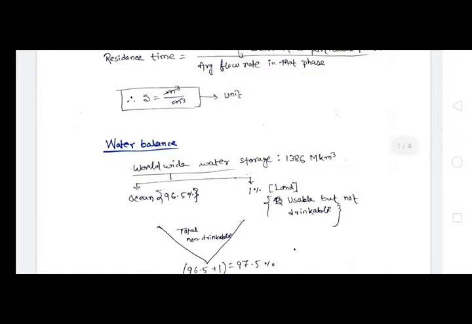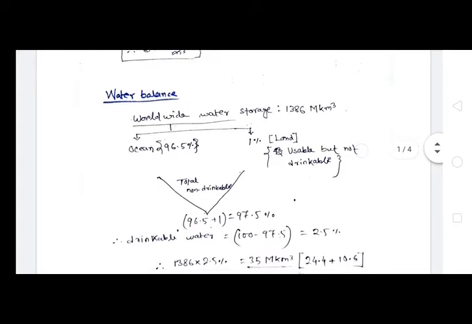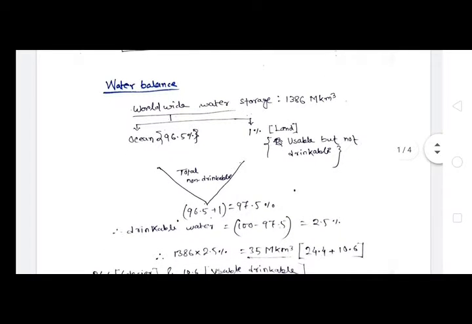Now let us understand water balance. What is water balance? Water balance is nothing but the total amount of water throughout our earth. And in this water balance chapter, we will understand the total amount of water which is usable and which is non usable.